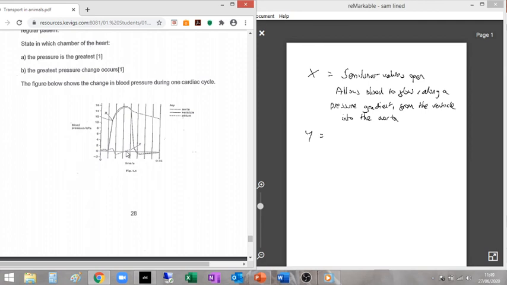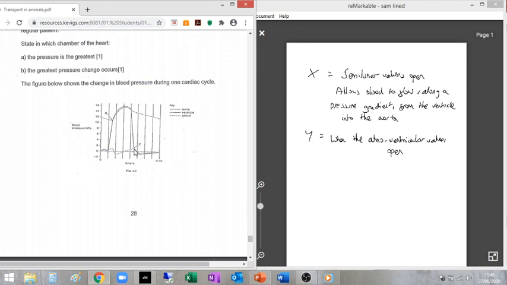So blood from the vein is moving into the atria down a pressure gradient, and it keeps moving up and up until this point, where the pressure suddenly decreases again. So that blood that was in the atrium from the vein must go somewhere else for the pressure to decrease. So at point Y, that is when the atrioventricular valves open. And because we're dealing with the left-hand side of the heart, this would be the bicuspid valve.